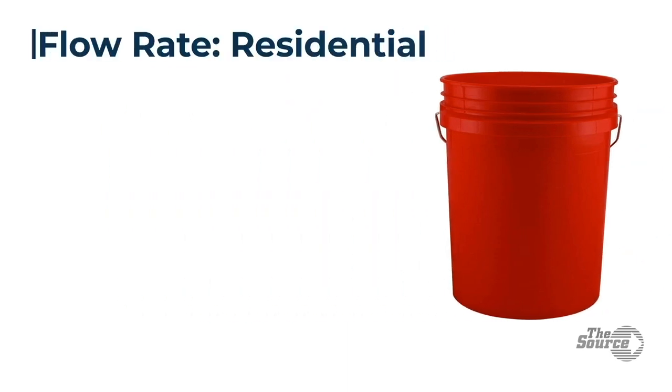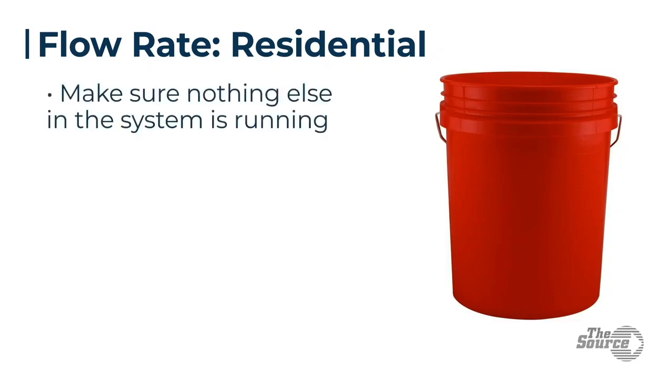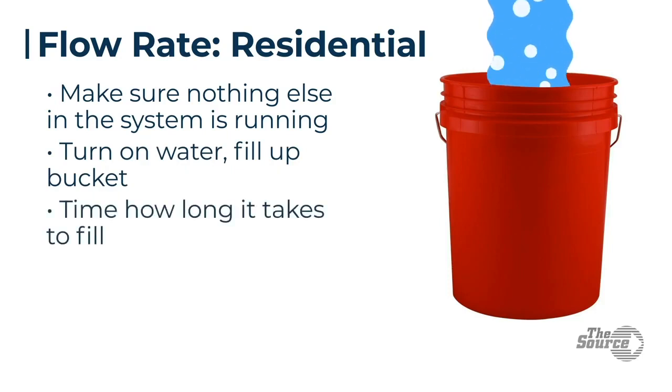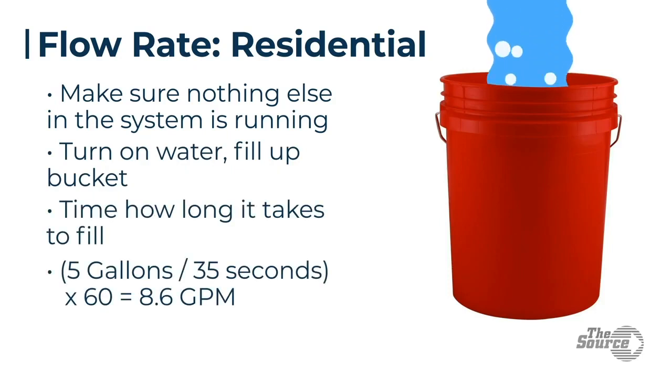Here's how to test a residential system by timing how long it takes to fill a 5-gallon bucket. Make sure nothing else in the water system is running at the moment. Then turn the water on to fill the bucket and time how long it takes to fill. If it takes 35 seconds to fill, divide the 5 gallons by 35 seconds, then multiply by 60 to convert to minutes. You'll see that the flow rate is 8.6 gallons per minute.